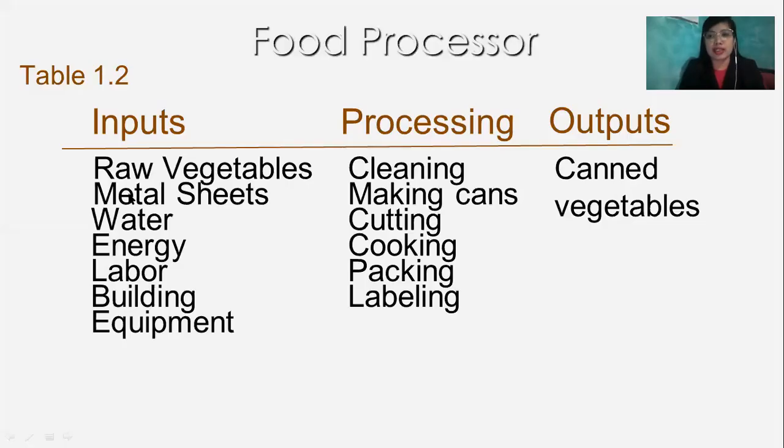We have here the examples for a food processor: the inputs, processing, and outputs. For the food processor, the inputs are raw vegetables, metal strips, water, energy, labor, building, and equipment. For the processing, we have the different activities: cleaning, making cans, cutting, cooking, packing. And for the outputs, we have the finished product, the canned vegetables.